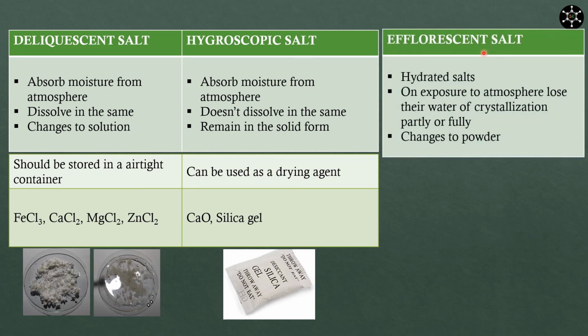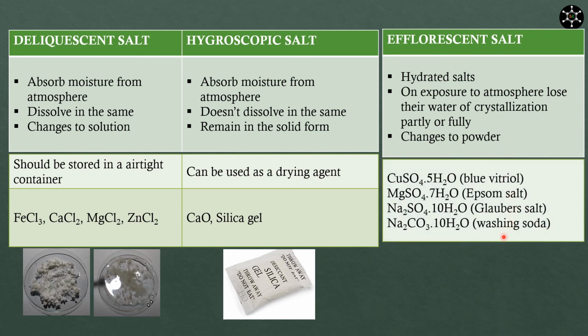Third one is efflorescent salt. All efflorescent salts are hydrated salts. When these salts are exposed to atmosphere, they lose their water of crystallization partly or fully. The very reason these salts exist in crystalline form is because of water of crystallization. When they lose this water of crystallization, these salts change to amorphous form or powder form. Few examples are mentioned here.